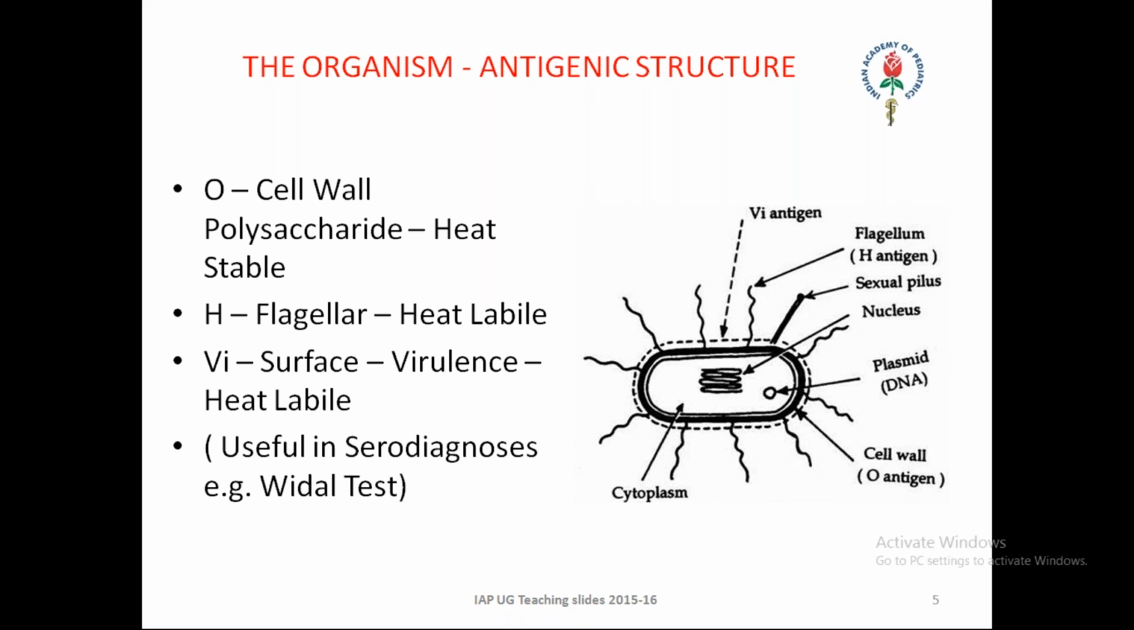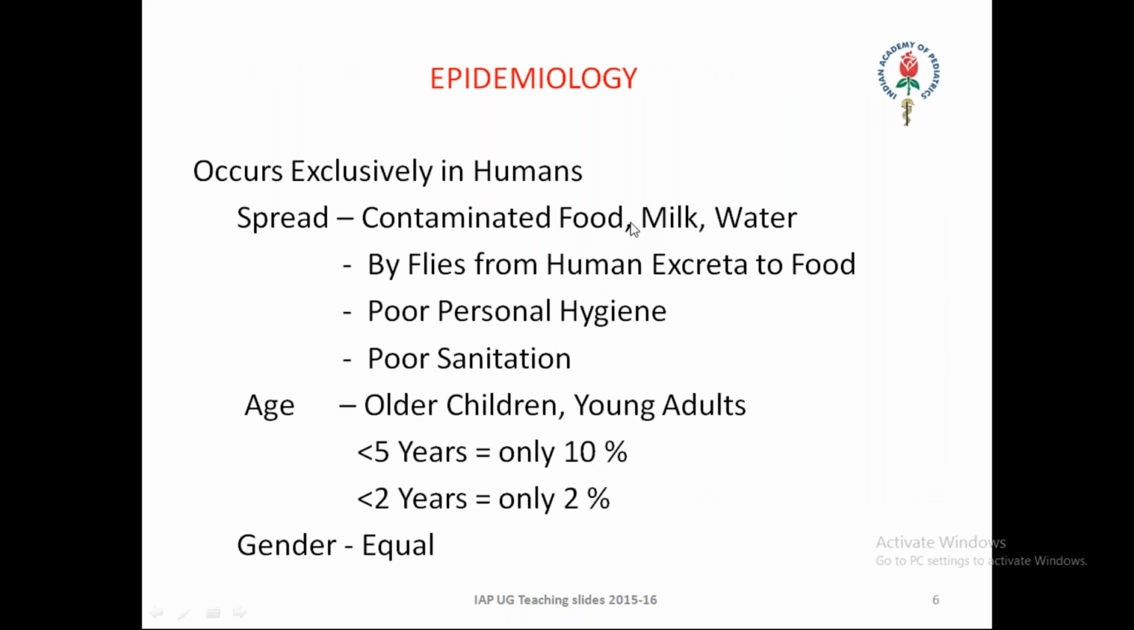We have to see whether there is O antigen on the cell wall, H antigen on the flagella, and Vi antigen on the surface. So we have already discussed there is a cell wall, and inside there is a cytoplasm, and flagella are on the outside, and also we can see a nucleus and plasmid, that is the DNA. This is the antigenic structure.